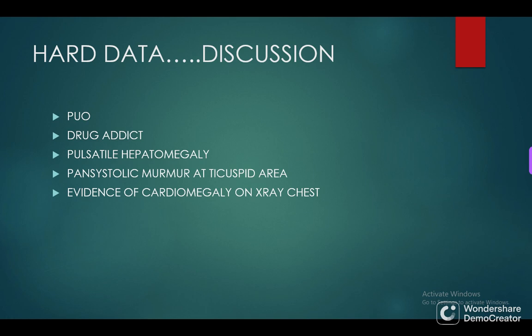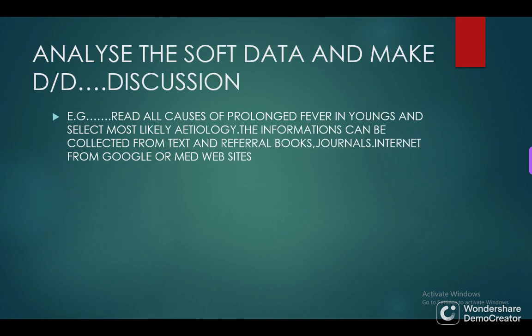And evidence of cardiomegaly on the chest X-ray. This will help you in the diagnosis, narrowing your differential diagnosis to 1, 2, or 3. Analyze the soft data and make a differential diagnosis. For example, read all the causes of prolonged fever in youngs and select the most likely etiology. The information can be collected from textbooks, reference books, journals, the internet, Google search or medical websites.